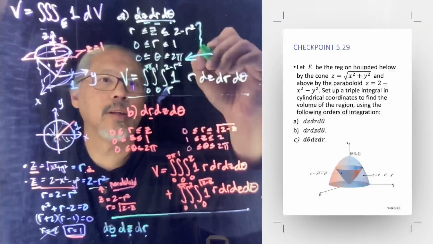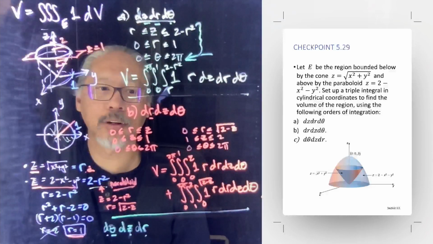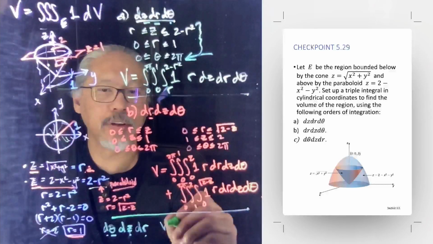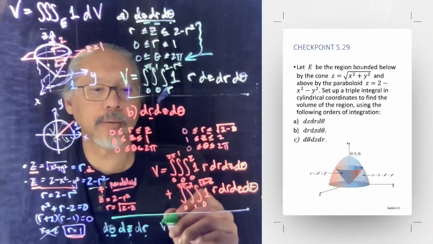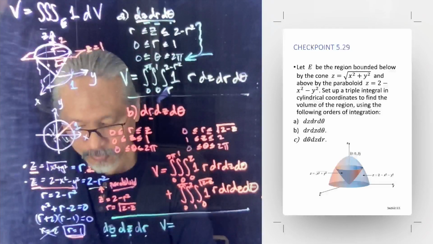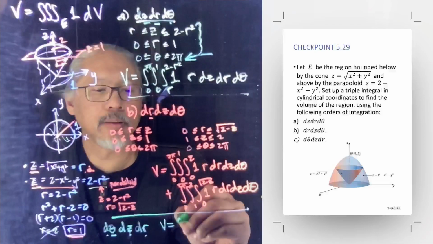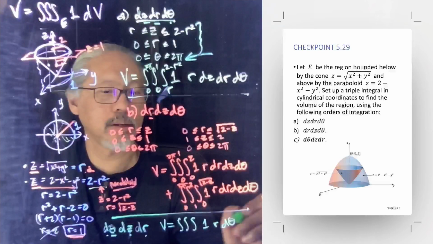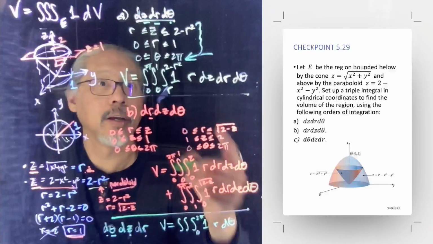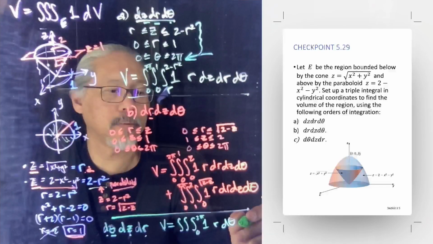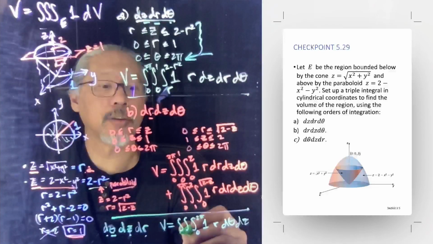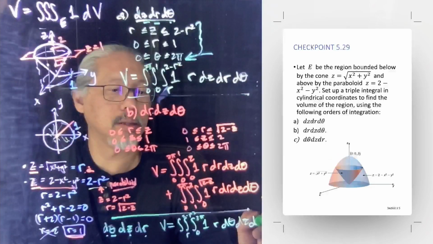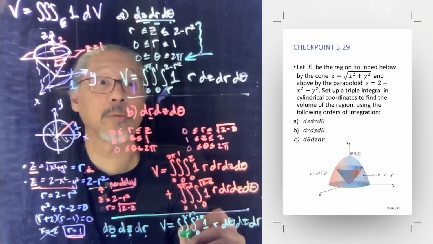So I would call on this set of inequalities to set up our triple integral for d theta, dz, dr. And when we do that, our V will equal the integral of 1, again, r, and then d theta. d theta goes from 0 to 2 pi. And we're following this lead over here, dz. dz is going to go from r to 2 minus r squared, and dr goes from 0 to 1.